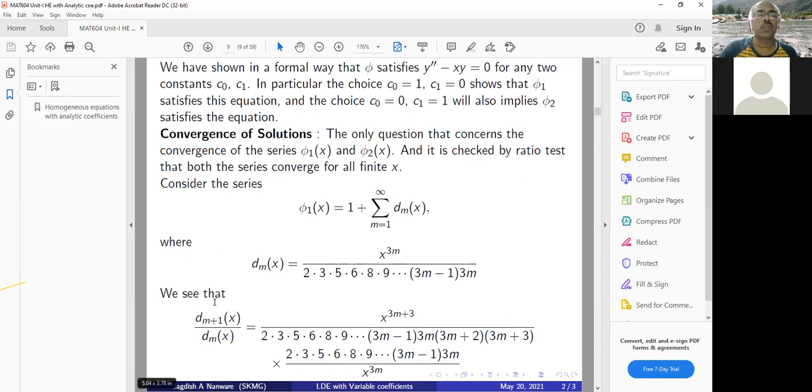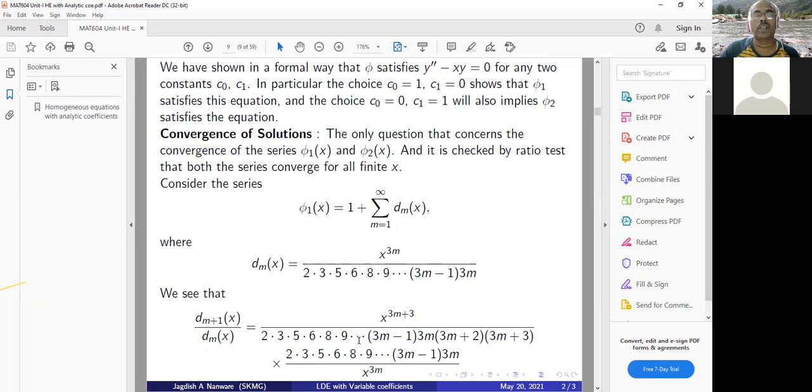Now, by the ratio test, what is the idea? You take the ratio of dm plus 1 of x divided by dm of x. So next term divided by previous term. Take the ratio of the next term divided by the previous term and you will get this. So this is dm plus 1 and we have dm of x in the denominator. So you write it like this. It is a reciprocal of this.